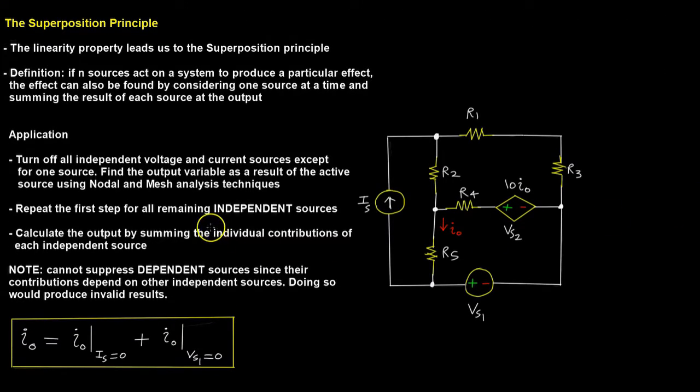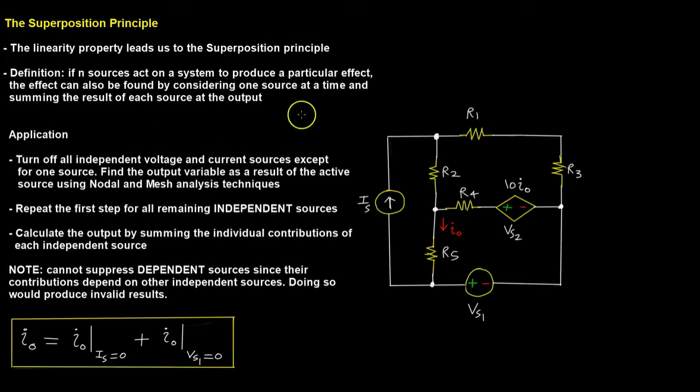So the linearity property leads us to one of the consequences of linearity, which is the superposition principle. And basically what it is that if you have n different sources that act on a system, so let's say it's a voltage or current source, when they act on a system to produce a particular effect at the output, that effect can be also found by considering one source at a time and summing the result of each source at the output. So what do I mean by that?